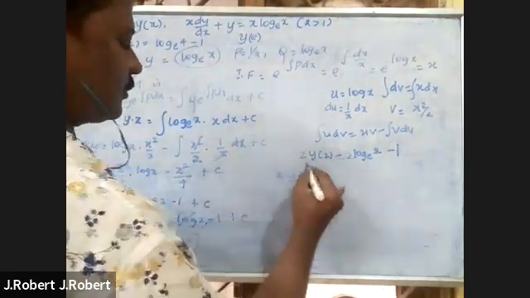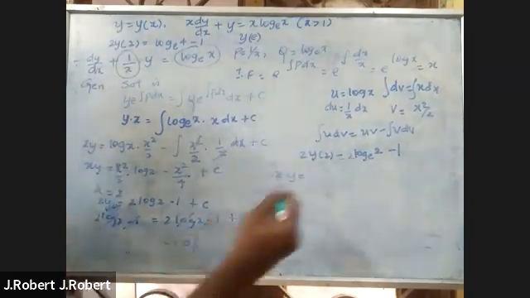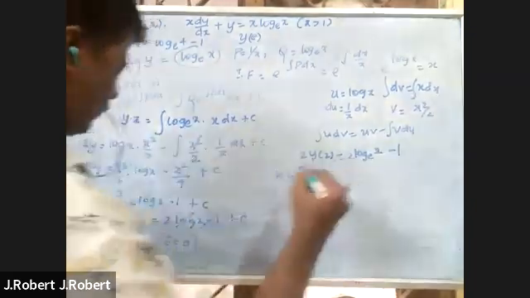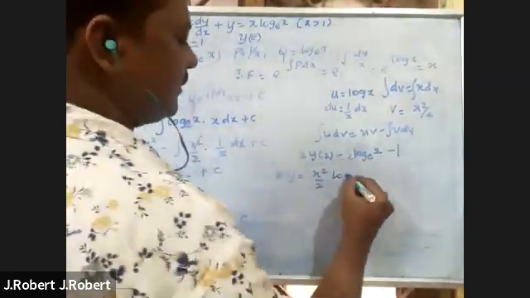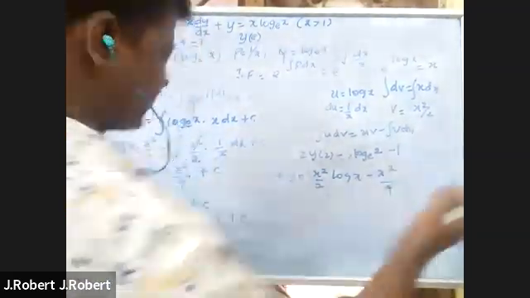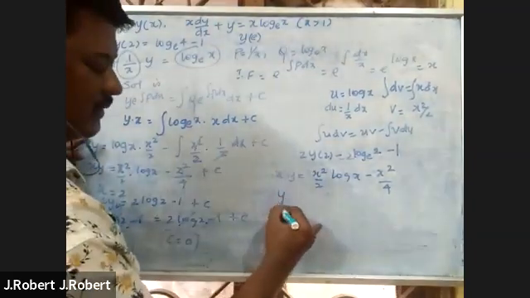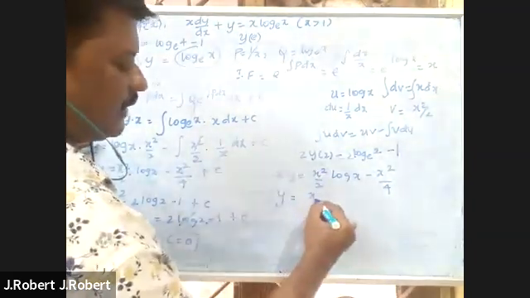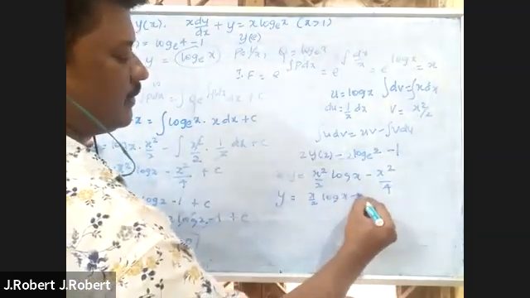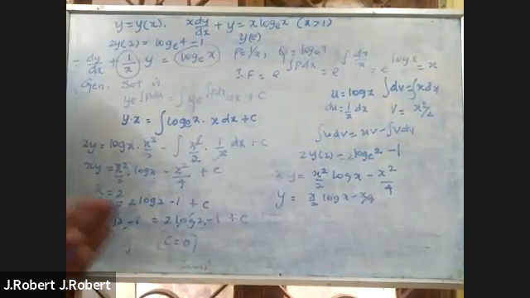xy is equal to x square by 2 into log x minus x power 2 by 4 plus c. The value of c is 0, so there is no need to carry it. I want to find out y. Dividing throughout by x, I'll get x by 2 log x minus x by 4. Correct? My question is, what is y of e?